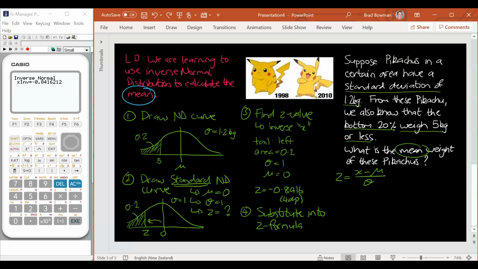So our Z, we've calculated that already. So negative 0.8416. That there is going to be equal to X was 5. So that related to the 5 kilos minus the mu. And we're leaving that as the symbol because that's the thing we don't know. And we're going to divide that by the original standard deviation of 1.2. Now, this here is just an algebraic equation. We've got one unknown being the mu, and we're going to go ahead and solve that.